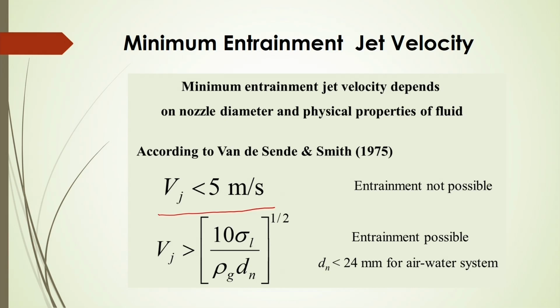So, the jet velocity should be greater than 5 meter per second, and also, if you are applying the jet for a surfactant solution, in that case Vj should be greater than 10 sigma_L by rho_g d_N. So, for a system where you know the surface tension and the gas density, you can calculate what should be the minimum jet velocity for entrainment of the gas.